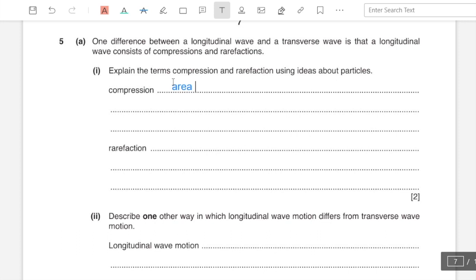So compressions are areas where particles are closer together. And rarefactions are exact opposite of that.